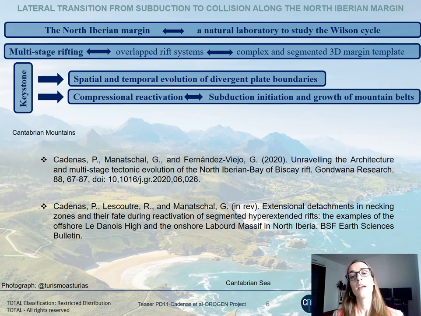Pyrenean-Cantabrian orogen. The structure of the North Iberian margin resulted from multi-stage rifting, which led to the formation and overlap of distinctive rift systems. Unraveling the architecture of such multi-stage rift systems may represent a keystone to understand early stages of passive margin reactivation leading to subduction initiation and the growth of mountain belts like the Cantabrian Mountains facing the Cantabrian Sea. You can find further details about the research in the noted publications.